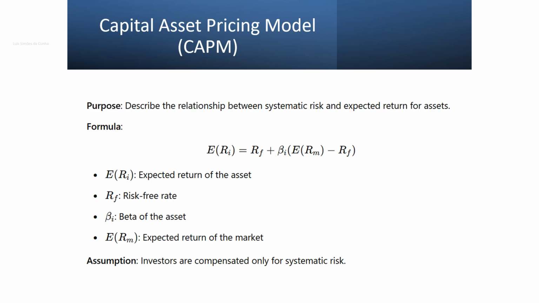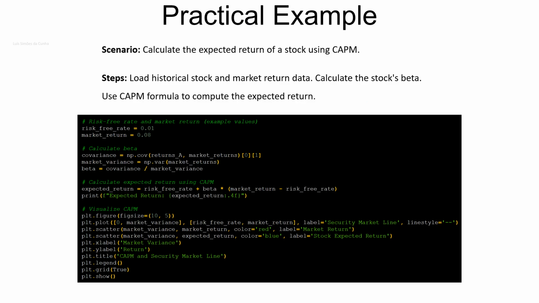The Capital Asset Pricing Model, or CAPM, describes the relationship between systematic risk and expected return for assets. It assumes that investors are compensated only for systematic risk, which is the risk inherent to the entire market. Let's calculate the expected return of a stock using CAPM. We load historical stock and market return data, calculate the stock's beta, and use the CAPM formula to compute the expected return. Visualizing the security market line, SML, helps understand the relationship between risk and expected return.